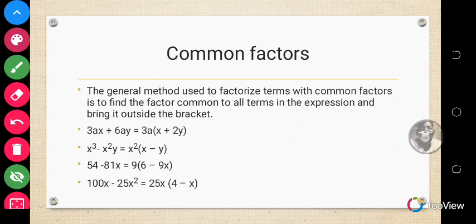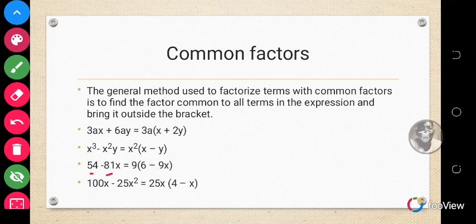So let's look at the third example, 54 minus 81x. Now this one, you can realize that 9 can go into 54, 9 can go into 81. Also 27 can go into 54, and can also go into 81.